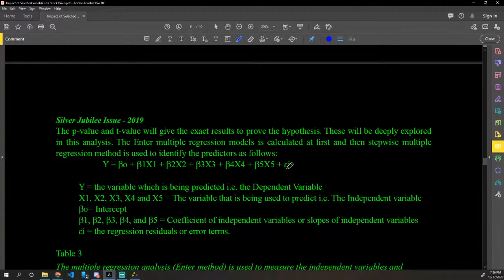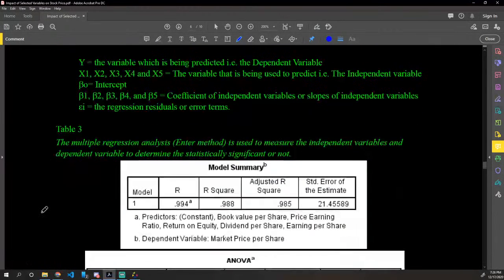Okay, so the multiple regression model is calculated at first. So y is the dependent variable, and then the independent variables x1, x2, x3, x4, x5. These are the coefficients of those variables. Pi is our regression residual or error term. So what is this? Let's see.